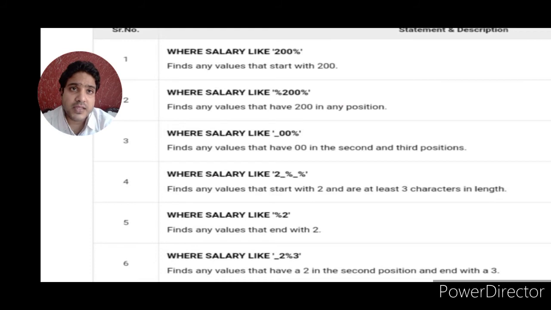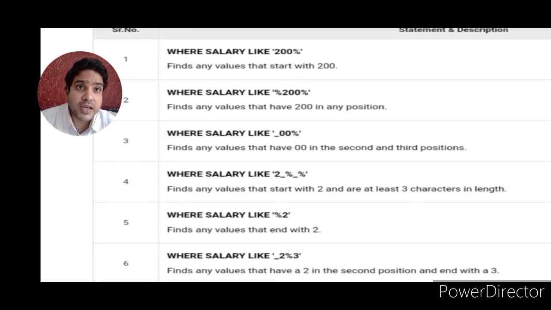One by one we have seen: where salary like '200%' means the salary of a customer of any type in which the salary contains 200, only 200 at the start. Percentage may be 2000, 2005, 2080, but 200 should be the starting point. You will consider 200 as a string, not a value. This 200 should be part of the comparison.